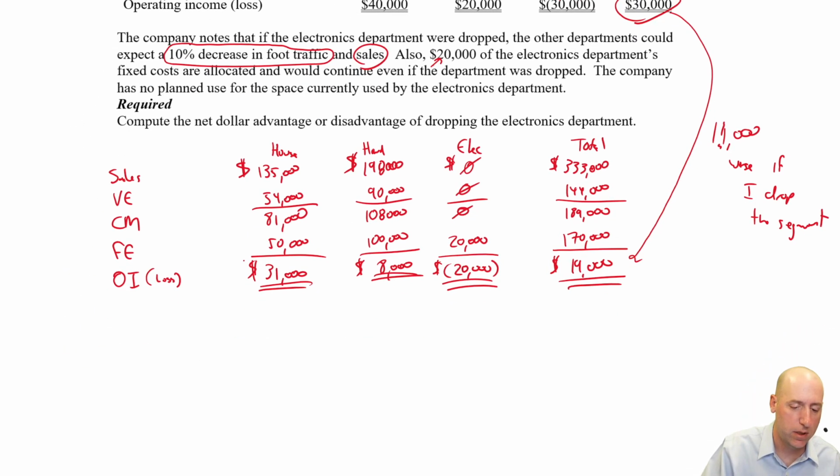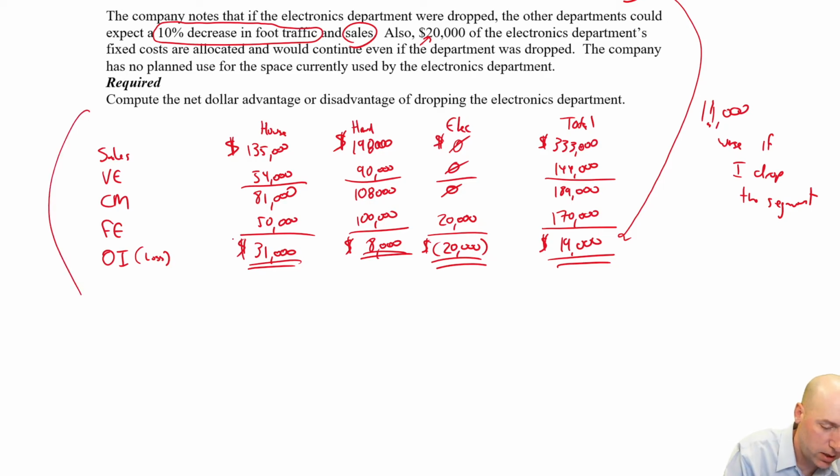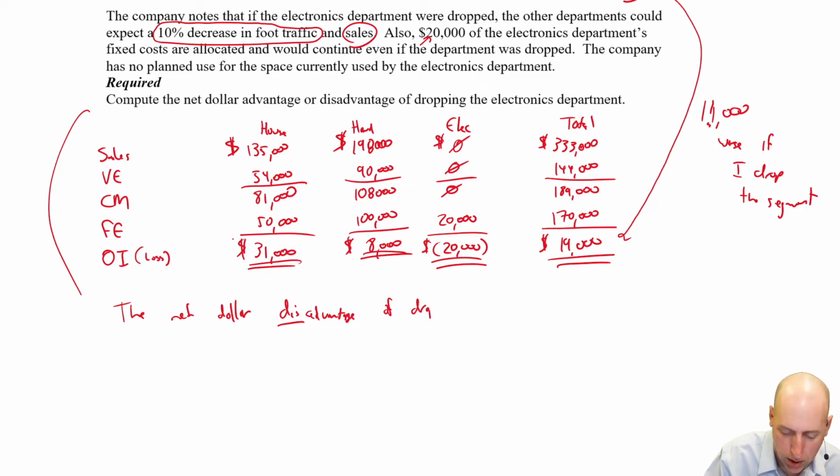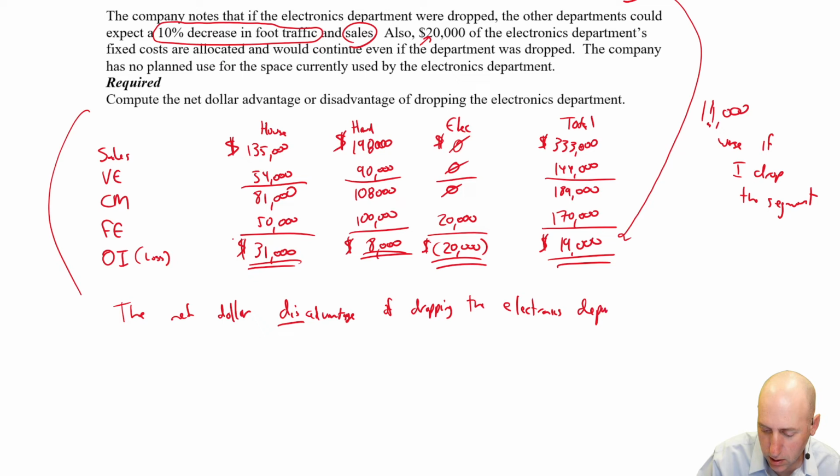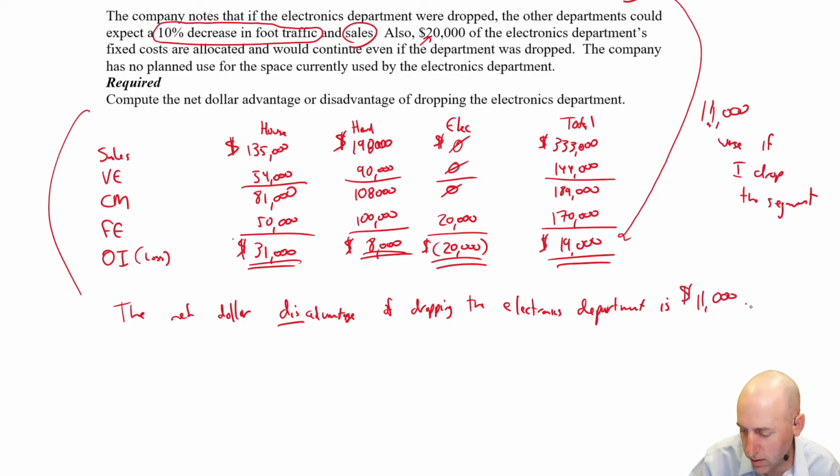The electronics department. So to answer the question, the net dollar disadvantage of dropping the electronics department is 11K. So that's a very direct answer to the question. We are $11,000 worse off if we drop the electronics department.